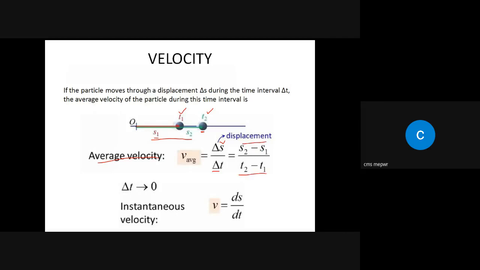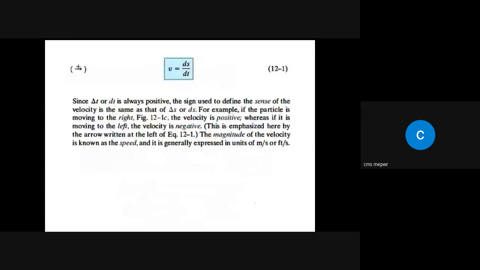If you want to find the instantaneous velocity, as we already discussed, delta t will approach 0. So instantaneous velocity will be represented by simple v, and it will be the differential displacement divided by the small interval of time, which is the differential time. Velocity depends on the displacement, and it is a vector quantity, and displacement is also a vector quantity. So velocity will be positive if displacement is positive, and negative if displacement is negative.